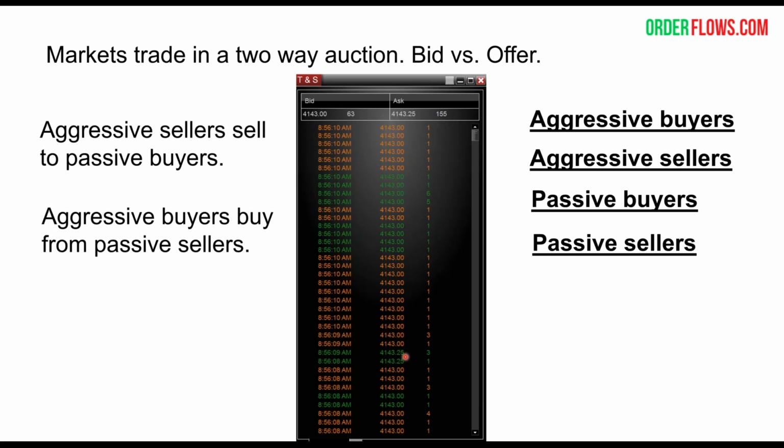Most people think that for every buyer there's a seller, and there is. But there are different types of buyers and sellers. You have aggressive buyers, you have aggressive sellers. You have passive buyers, you have passive sellers. The way to think of it is aggressive sellers sell to the passive buyers. Aggressive buyers buy from the passive sellers.